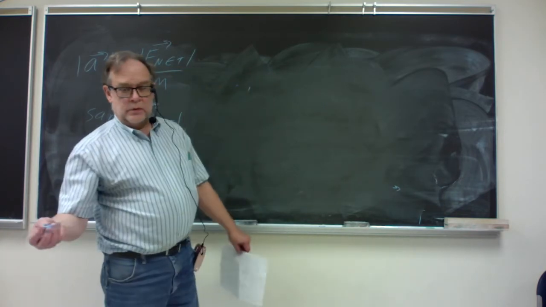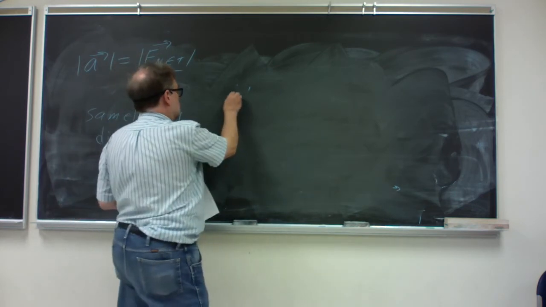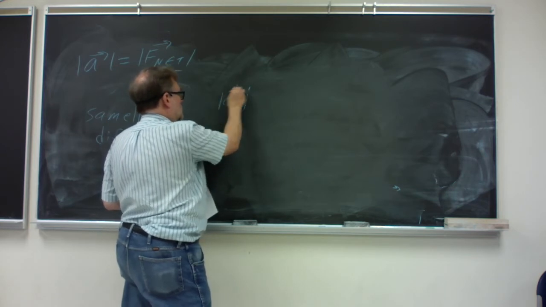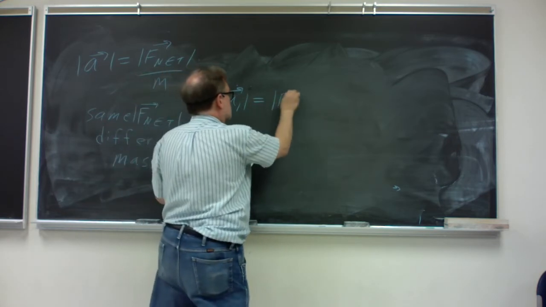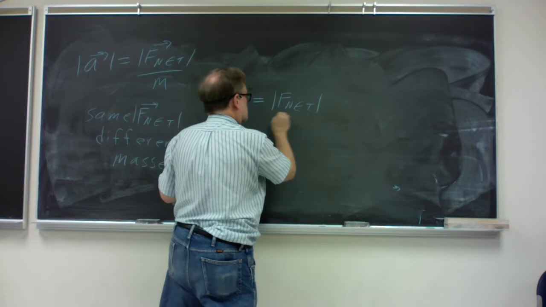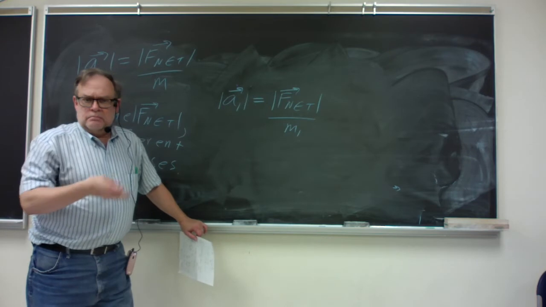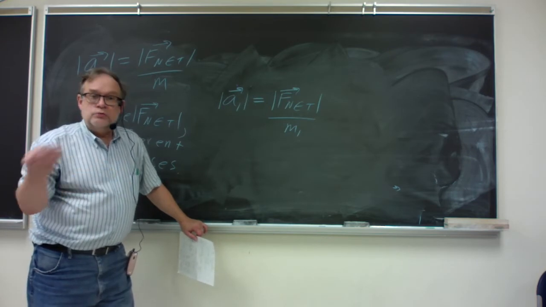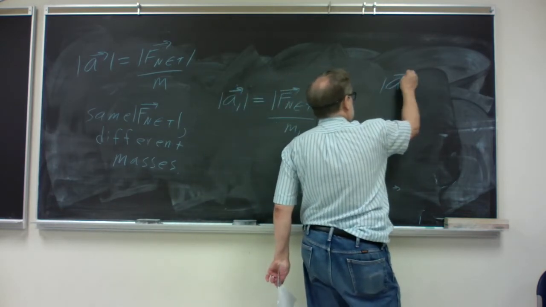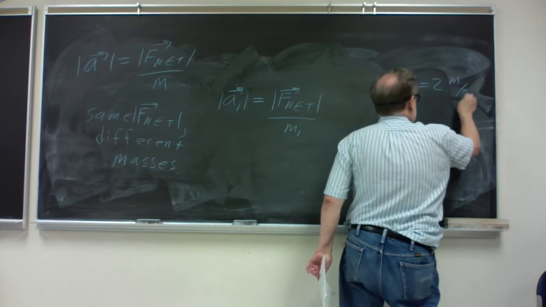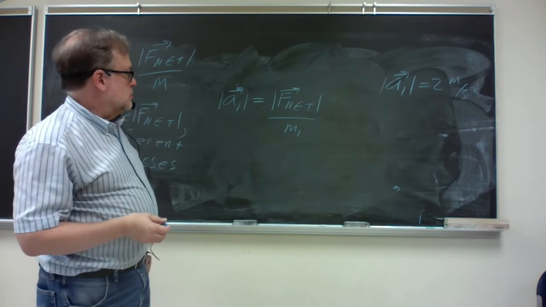So, for one mass, we'll call it M1, you get one particular value of acceleration, that's just net force divided by M1. And we'll say that acceleration 1 has a value of 2 meters per second. I mean, the magnitude of that acceleration, 2 meters per second.